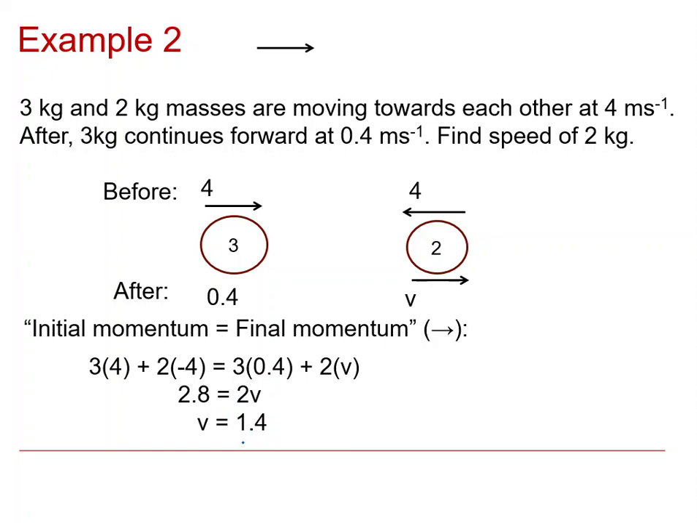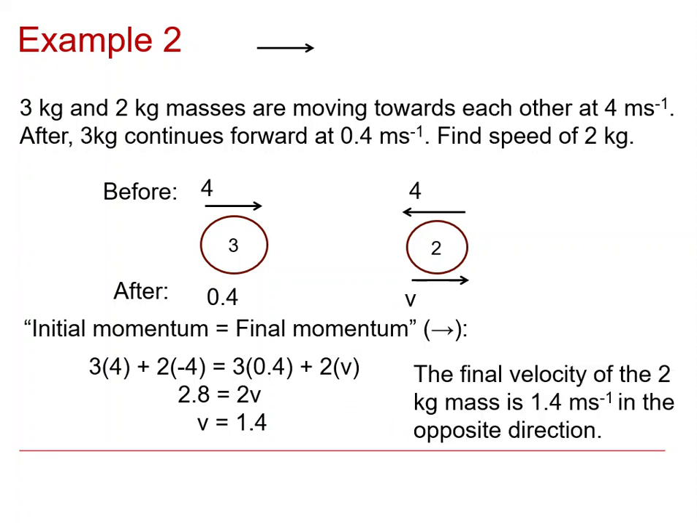If we got a v as a negative, then that would have told us that our guess that it's going to the right was incorrect, and it's actually moving to the left on that diagram. So I state my answer in context. The final velocity of the 2 kilogram mass is 1.4 meters per second, and it's in the opposite direction to the one it was originally. I perhaps should have spelled that out further, but I think that makes it clear.